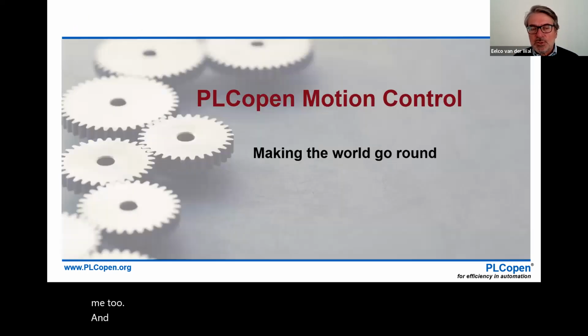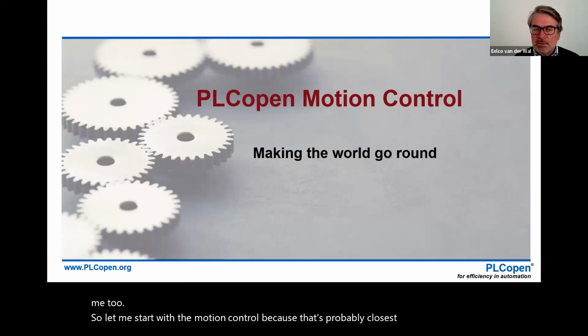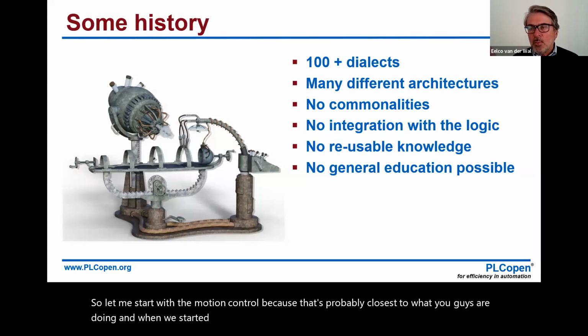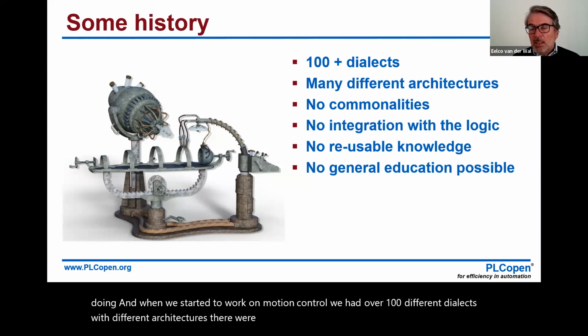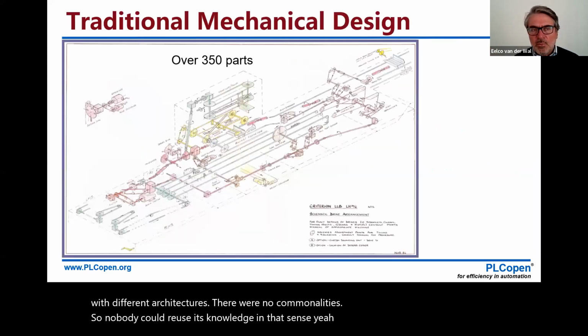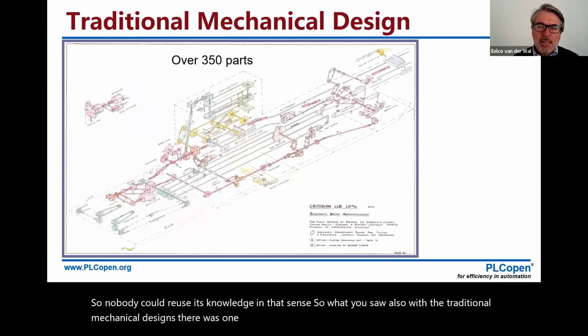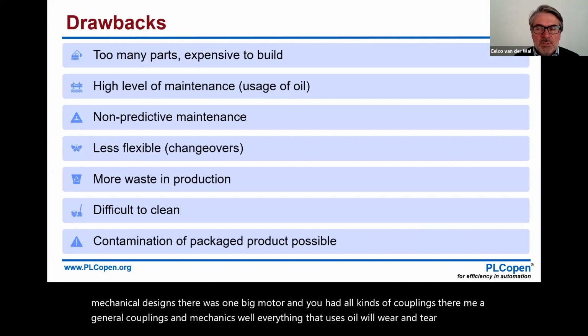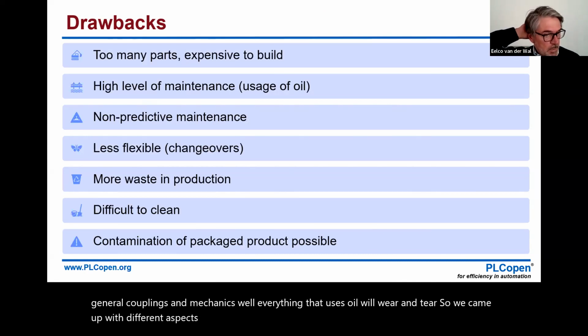So let me start with motion control, because that's probably closest to what you guys are doing. When we started to work on motion control, we had well over 100 different dialects with different architectures. There were no commonalities, so nobody could reuse their knowledge. With the traditional mechanical designs, there was one big motor and all kinds of mechanical couplings. Well, everything that uses oil will wear and tear. So we came up with different aspects there.